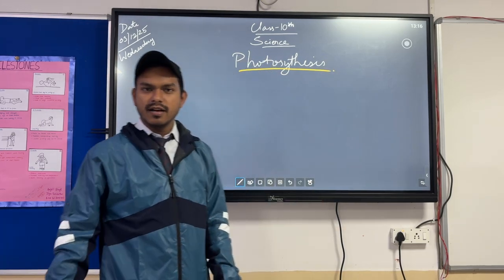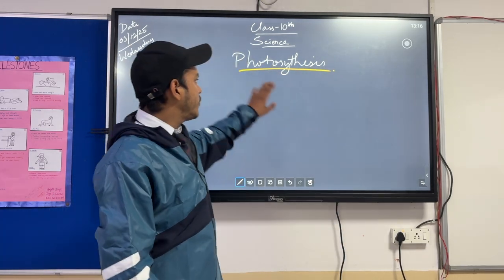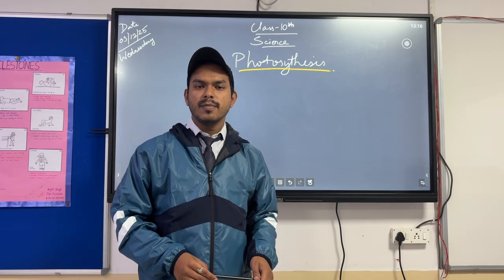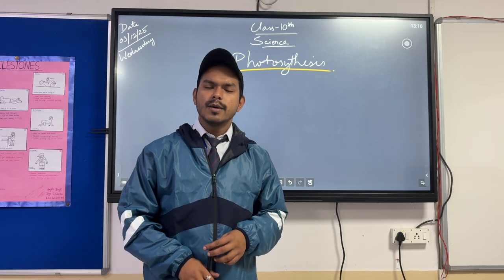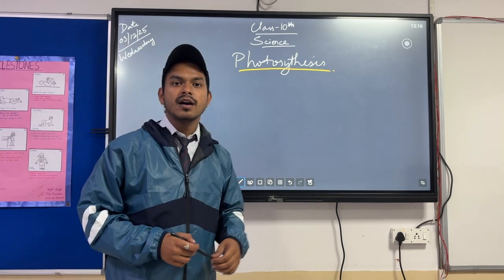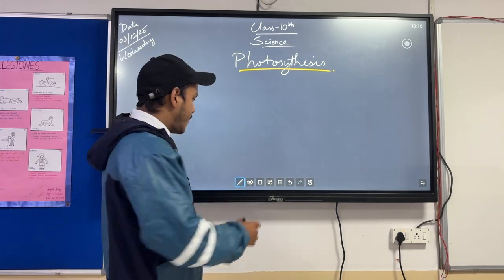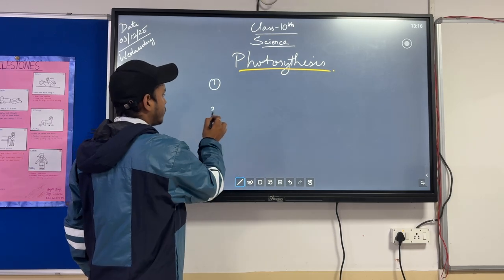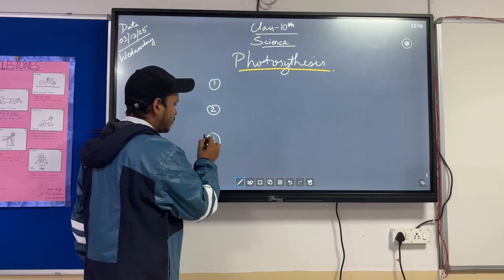As you are in 10th class, you must have learned about photosynthesis, and you all know that photosynthesis is the process of making food by plants for themselves. But today we are going to learn how photosynthesis occurs. Mainly, photosynthesis occurs in 3 steps which I am going to teach you today.